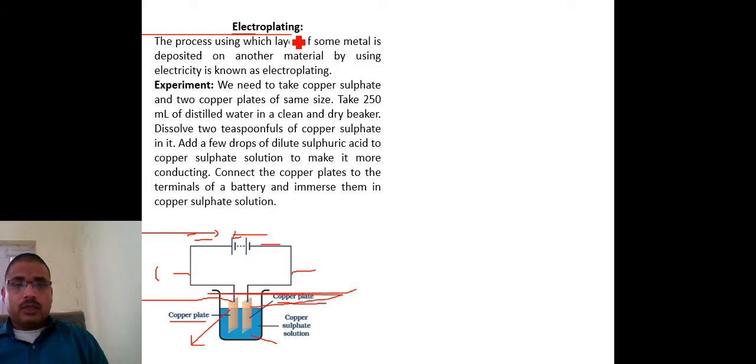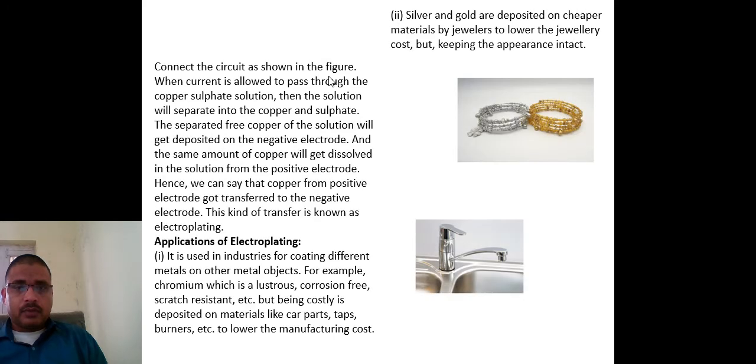So the process by which a layer of some metal is deposited on another material by using electricity is called electroplating. The same thing happens. Now there are many examples of electroplating, as I have shown here.